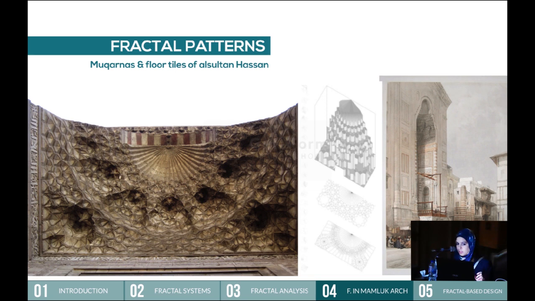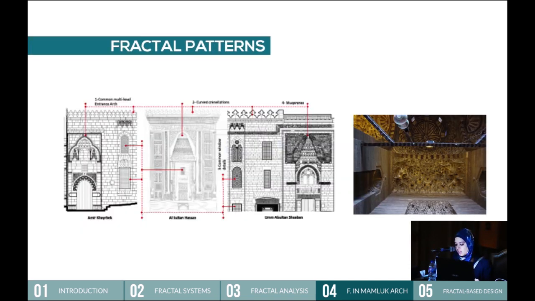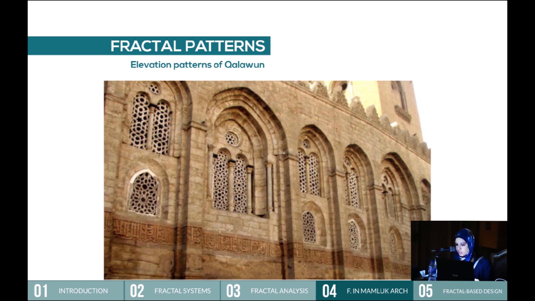These are examples of the fractal patterns in the muqarnas of Sultan Hassan and the floor pattern of the courtyard. And Sultan Qalawun Mosque has self-similar arches. They are scaled by a certain proportion, the square root proportion.